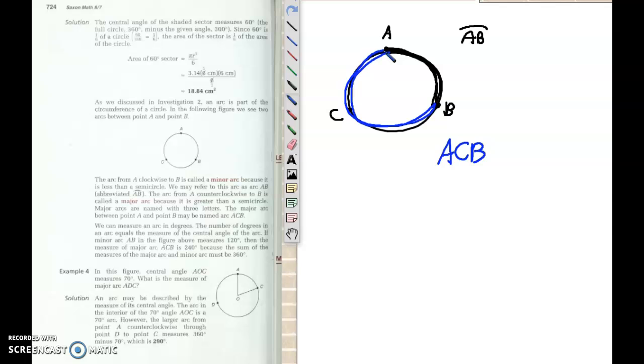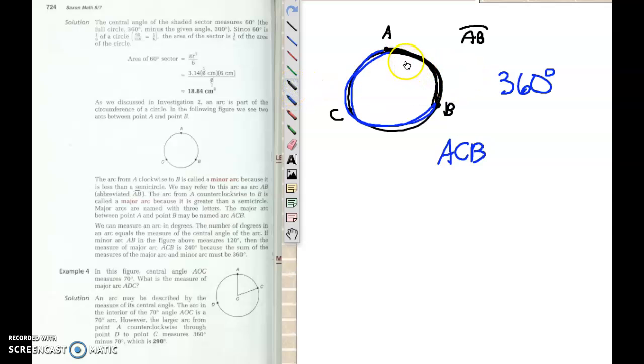So let's kind of pretend here. We can also measure arc in degrees. Don't forget that the measurement of a circle is 360 degrees. That's really important here. So the number of degrees in an arc equals the measure of the central angle of the arc. So let's pretend minor arc AB is 120 degrees.